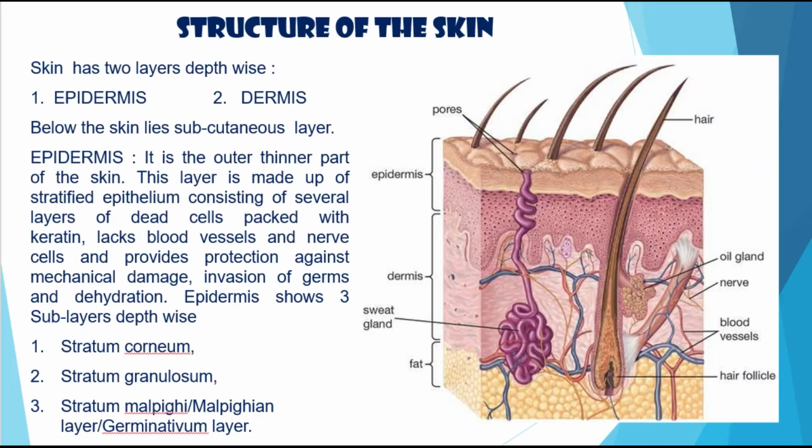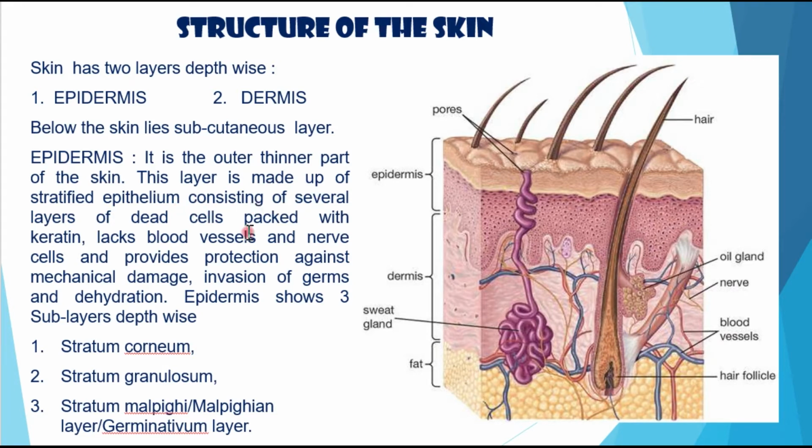Now we'll come to the structures of the skin. Depth-wise, the skin has two major layers, epidermis and dermis, and below the dermis is the subcutaneous layer, that is your fat layer. So the epidermis is the outermost layer of the skin. This layer is made up of stratified epithelium. You already know about stratified or multi-layered layers.